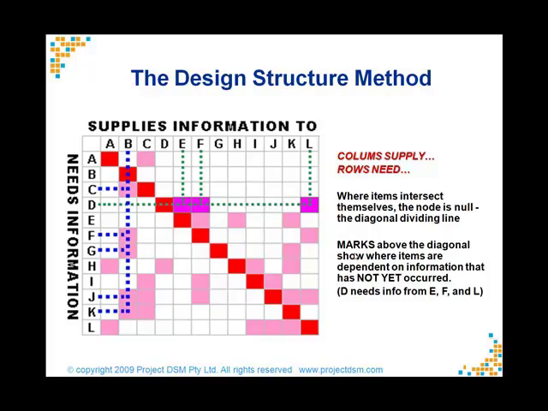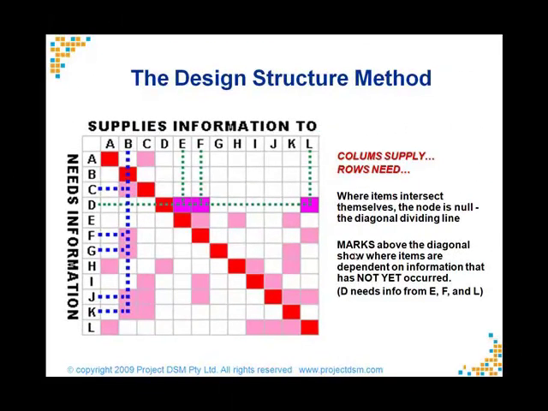So here we see a typical interaction matrix where the columns are supplying information and the rows need information, and we can see in looking down column B that B is supplying information to C, F, G, J and K, and that D requires information or inputs or resources from E, F and L. So that basically in each situation you can see what inputs come to a particular activity and what outputs it supplies, and therefore its position in the overall web of interactions that is a development program.